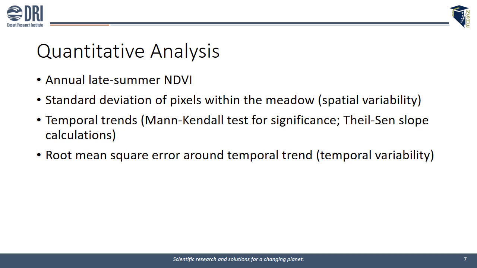We took those annual data and we looked at temporal trends, so trends over time using non-parametric statistics, so the Mann-Kendall test for statistical significance, and the Theil-Sen slope to calculate the magnitude of those changes over time. And then we looked at the root mean squared error around a temporal trend to give us the temporal variability of the greenness of the meadow itself.